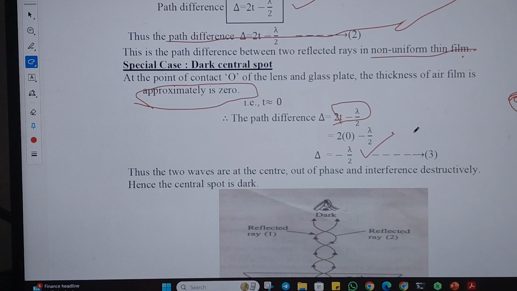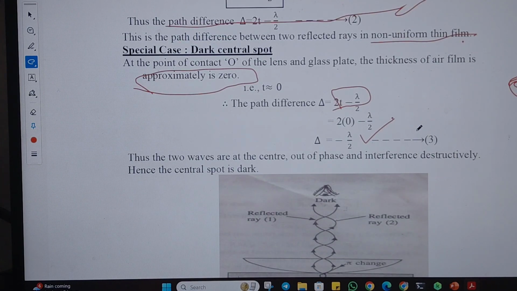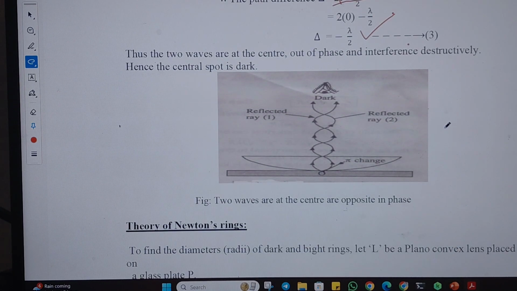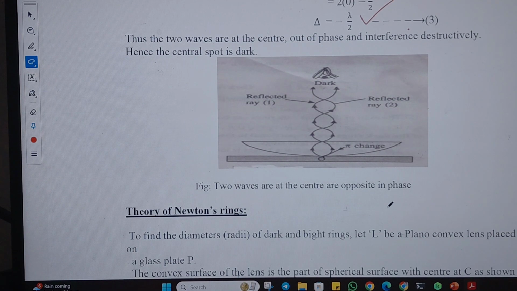So why is the central spot dark? Because of destructive interference. Students, just keep it in mind: if the question arises why the center ring is dark, it is because of destructive interference. One ray is reflected and another ray is reflected, both parallel rays, and the two waves are in opposite phase.